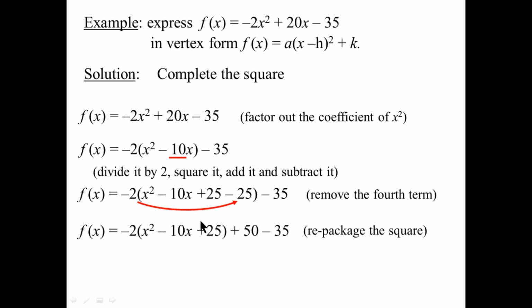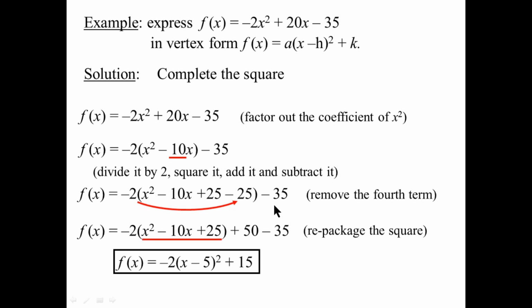What we've done here is we've engineered a perfect square trinomial. We built this on purpose by dividing something by 2, by squaring it, by adding it and subtracting it. We have always built a perfect square here. And this can be repackaged. So let's write a line and check a line. We're going to repackage this square.